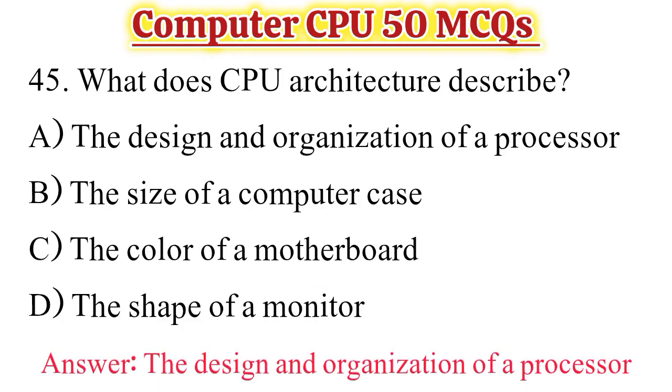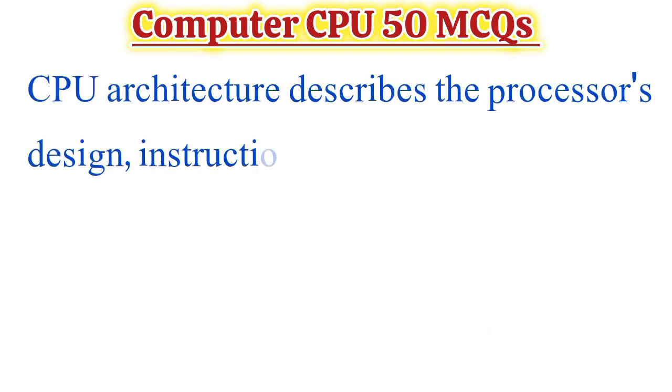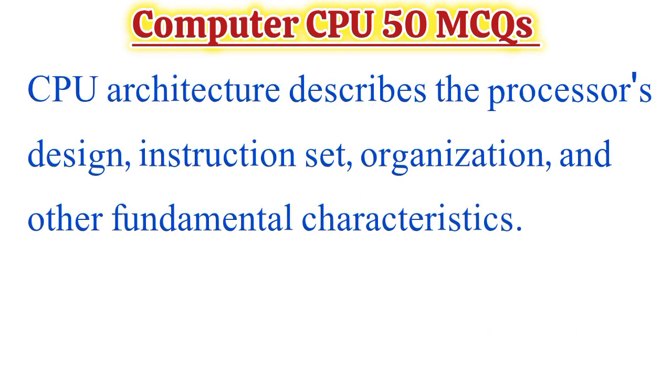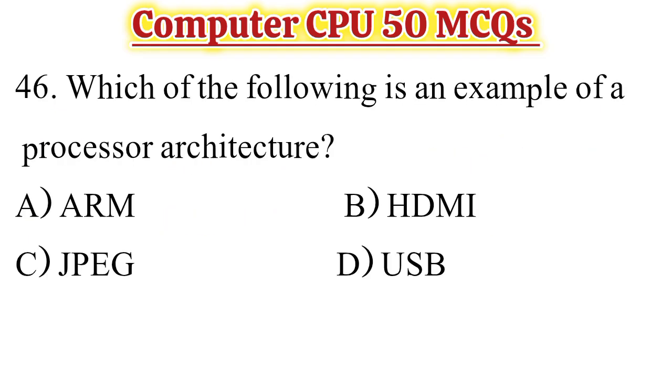Answer: the design and organization of a processor. CPU architecture describes the processor's design, instruction set, organization, and other fundamental characteristics. 46. Which of the following is an example of a processor architecture? A. ARM. B. HDMI. C. JPEG. D. USB.